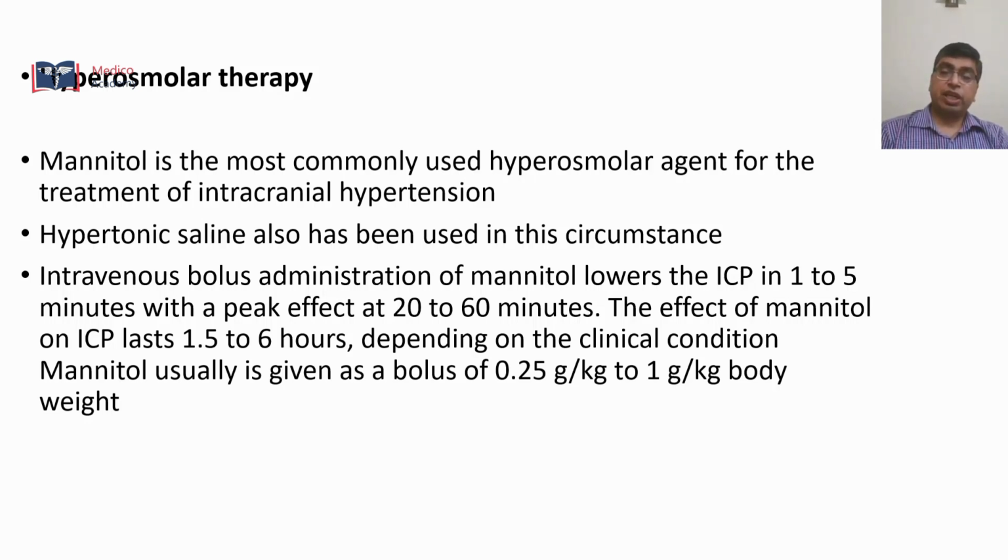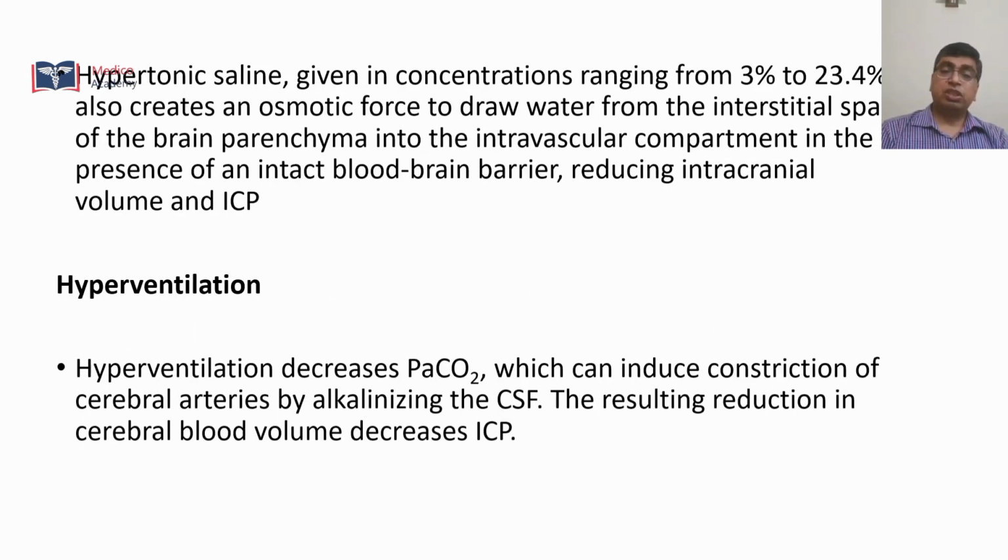Mannitol reduces ICP in 1 to 5 minutes with peak effect at 20 to 60 minutes. The effect of mannitol lasts 1.5 to 6 hours depending on the clinical condition. Hypertonic saline can also be given in the range from 3% to 23.4%. All these hyperosmolar agents act by drawing water from the interstitial space of the brain parenchyma into the intravascular compartment in the presence of an intact blood-brain barrier, and it reduces intracranial volume and intracranial pressure.